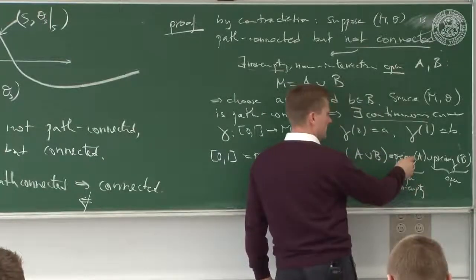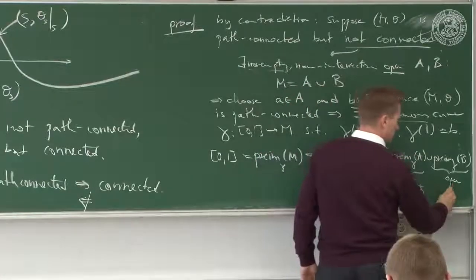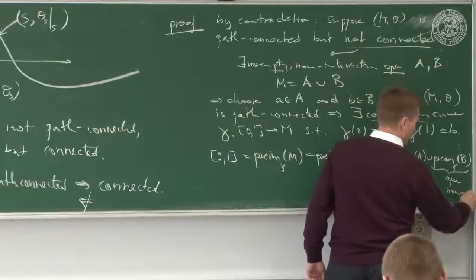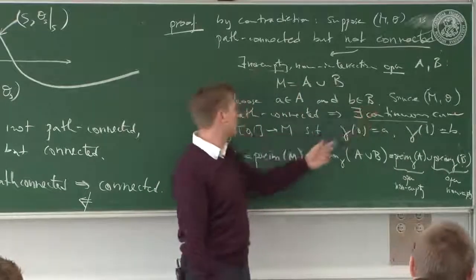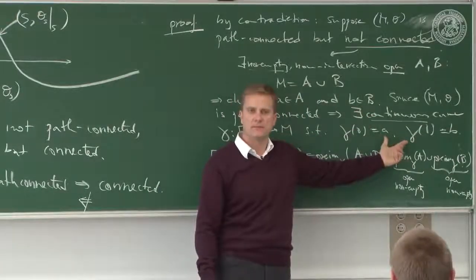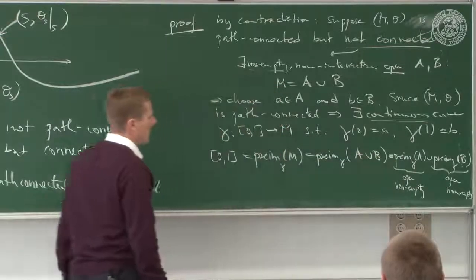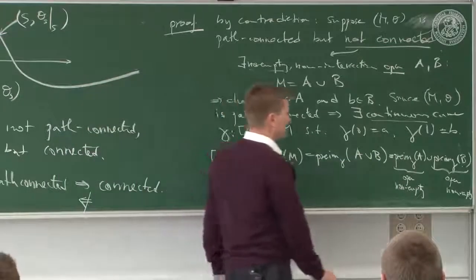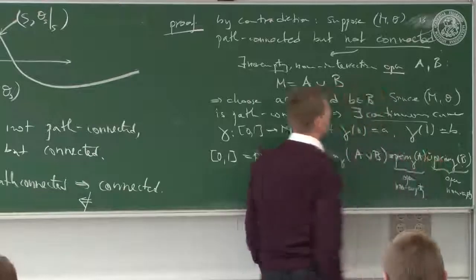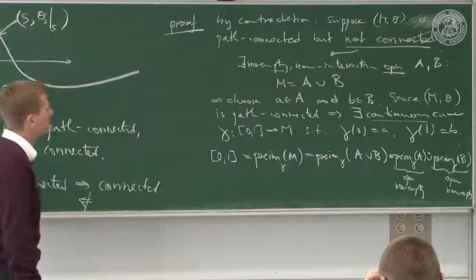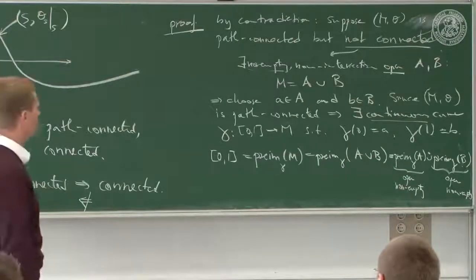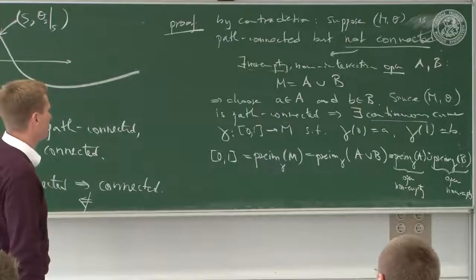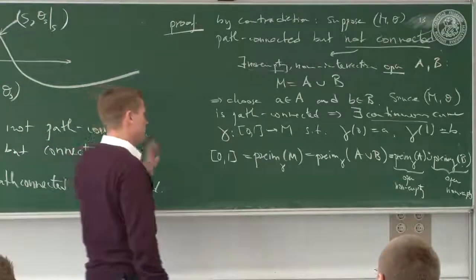So at least the 0 is in here, and at least the 1 is in here, because A and B are the curve endpoints. They're also non-empty, and they're non-intersecting. Hang on, what do we want to show? Yeah, sure, everything is fine.